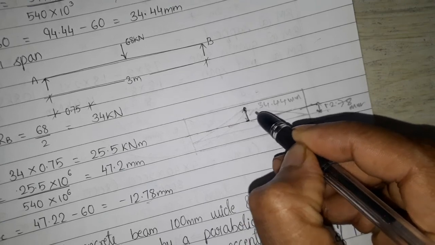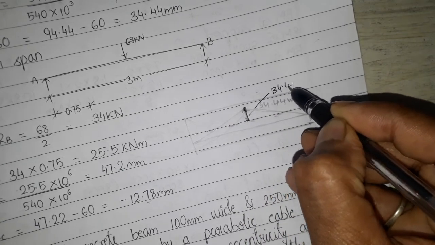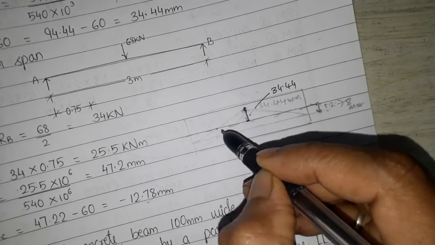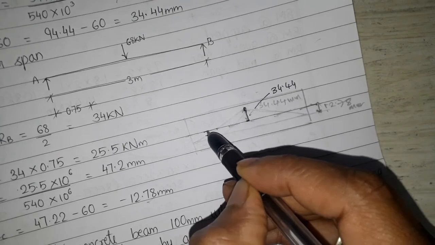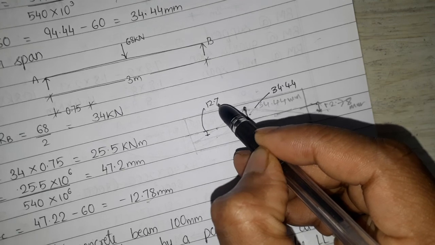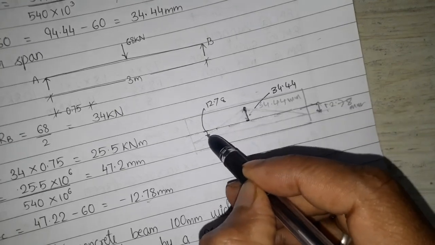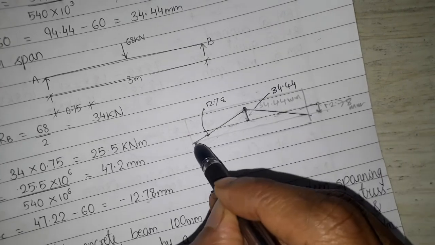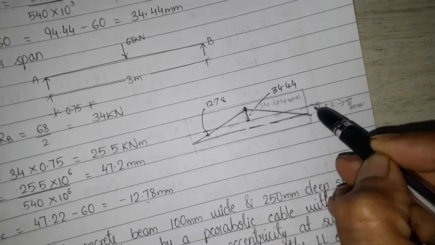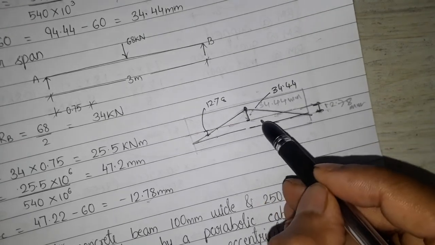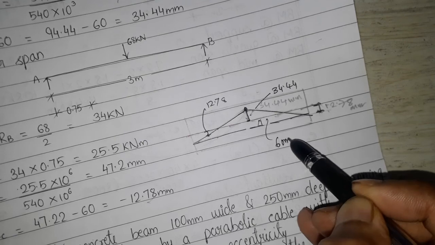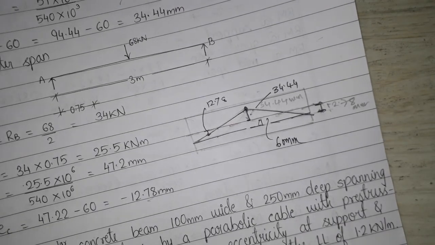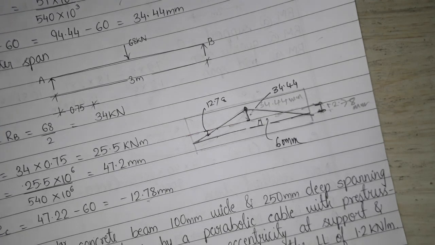So I can locate it here, from here to here it is 34.44, and at quarter span we have minus 12.78. So we have to mark this point, then join like this. This is our cable location. The eccentricity of the cable is given as 60 mm, so this is 60. This is very easy. You only have to find out the bending moment and the value of EC. Once you get the value of the bending moment and the value of EC, you can easily find it.